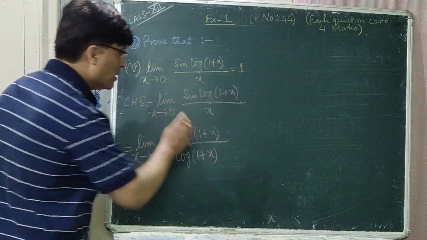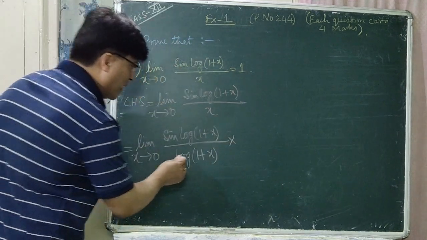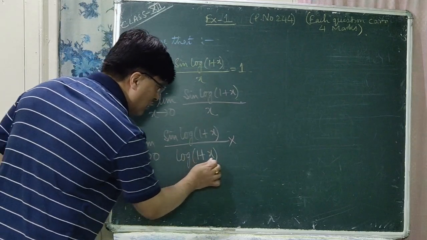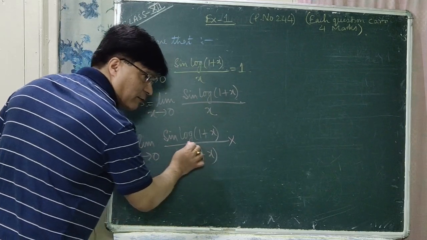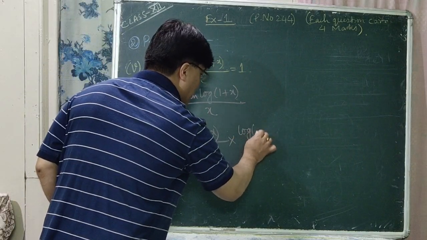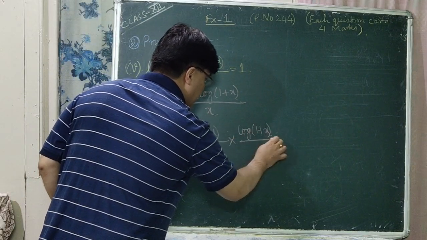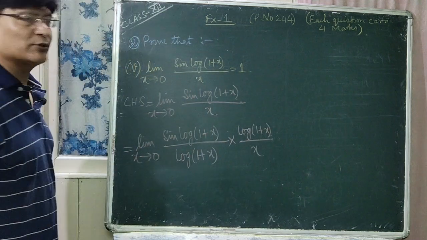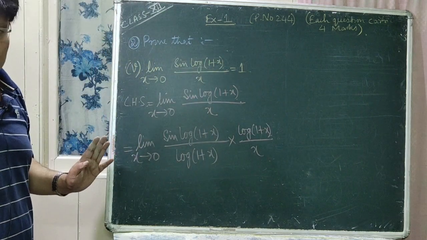Is that clear? Into, now we have divided by log of 1 plus x here. But it should be cancelled, isn't it? So if you want to cancel it, you have to multiply it by log of 1 plus x divided by x. So now I think you have understood it.